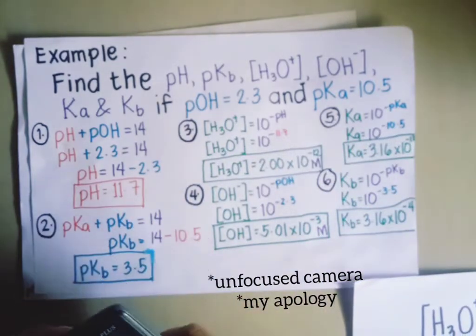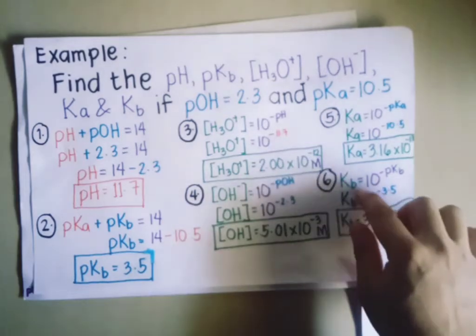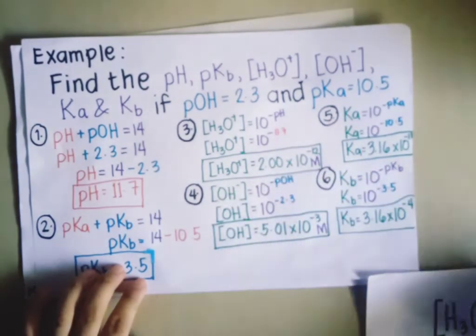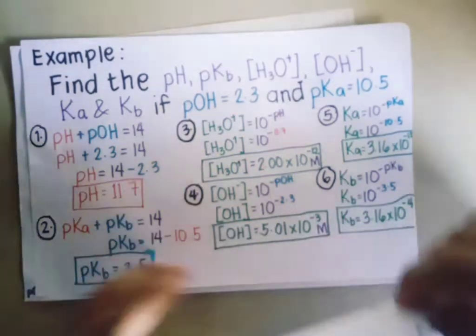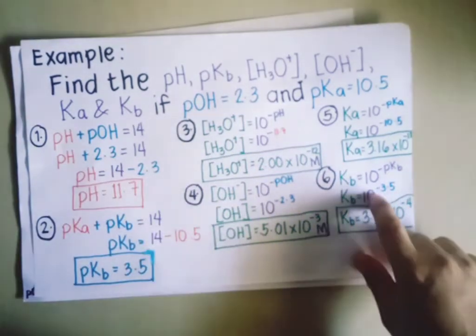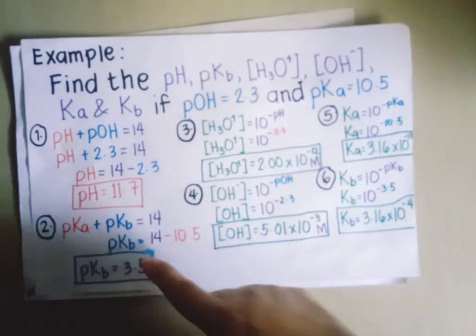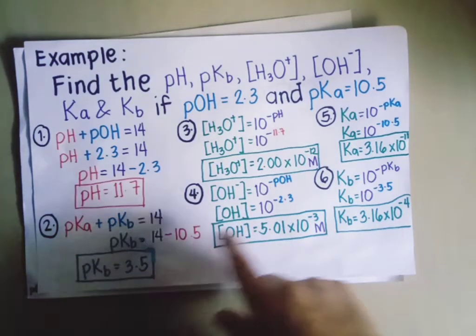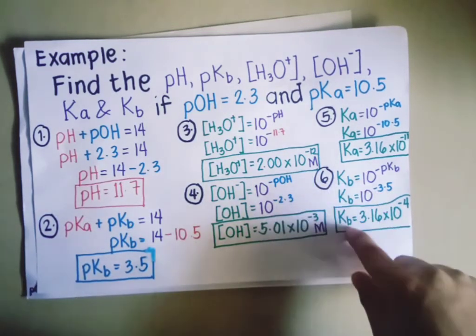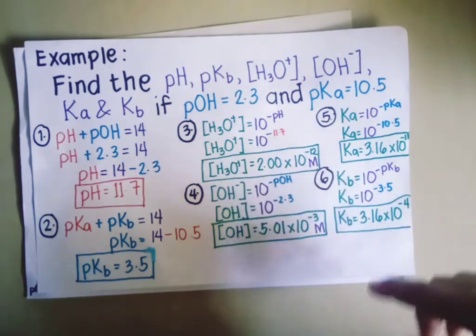And finally, we have the Kb. Kb is equal to 10 raised to negative pKb. Kb is equal to 10 raised to negative 3.5, because our pKb here is 3.5, so that will become negative 3.5. And Kb is equal to 3.16 times 10 raised to negative 4 if we do this in a calculator.